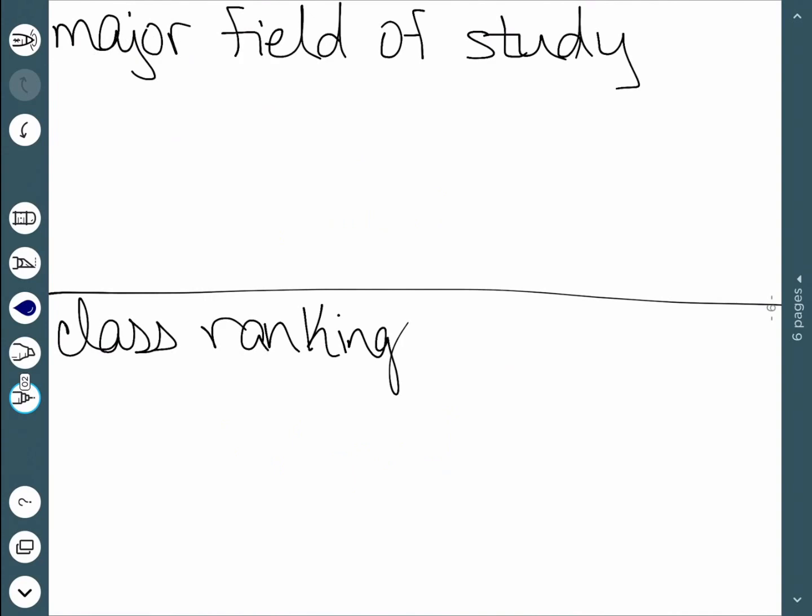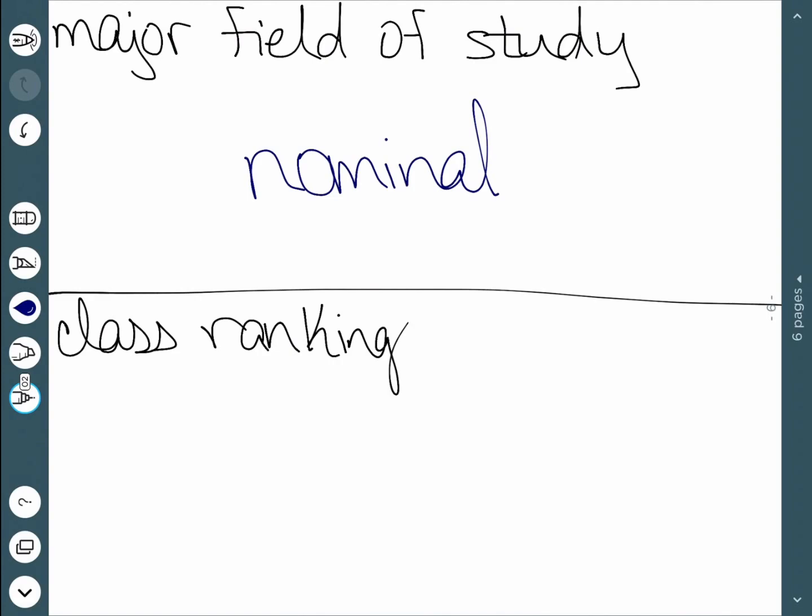2 more examples. First, we have the major field of study. What exactly is your major? Well, we can definitely categorize that, but we can't really order it in any meaningful order. There's no one major that's going to be better than the others or one major that absolutely comes first every time. So this one is just nominal.